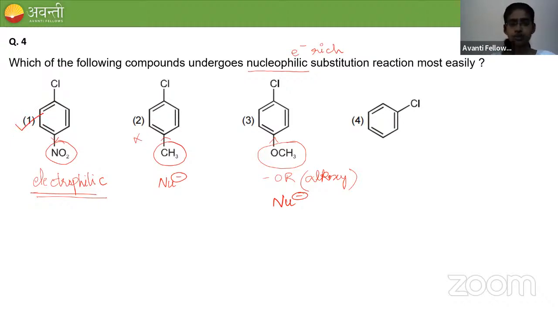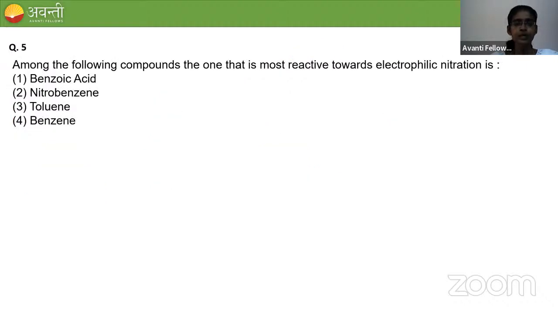Electrophile reacts with the nucleophile. That is the concept. Electrophile reacts with the nucleophile. So I think this is clear to everyone. Now we'll move on to the next question. Question number 5. So among the following compounds, the one that is most reactive towards electrophilic nitration. The one that is more reactive towards electrophilic nitration is. Option 1 is benzoic acid, 2 is nitrobenzene, 3 is toluene, and 4 is benzene.